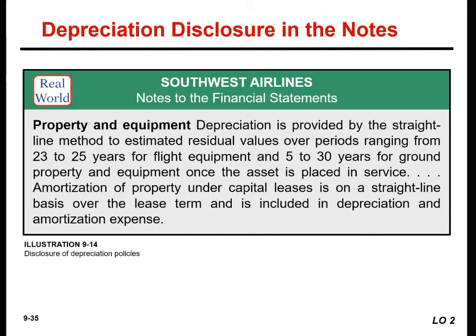The choice of your depreciation method is going to be disclosed in the company's financial statements or related notes. And it may be a little bit more nebulous. So here, for flight equipment and for ground property equipment, the ranges are 23 to 25 and 5 to 30. But they're at least giving you a basic understanding of what it is.